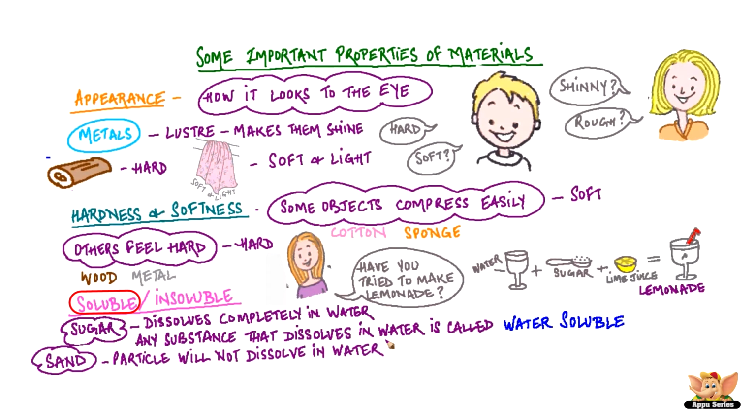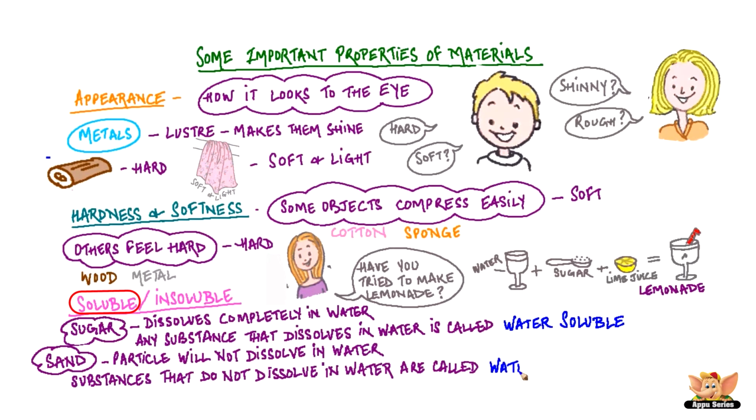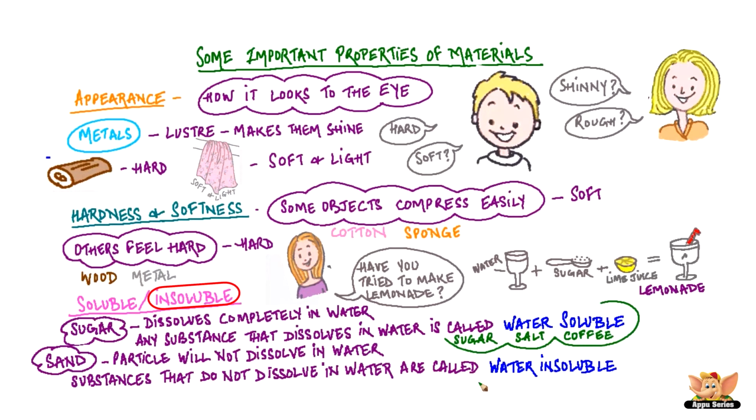Try mixing sand with water. No amount of stirring will dissolve it. The particles will not dissolve in water. Substances that do not dissolve in water are called water insoluble. Sugar, salt, coffee are examples of water-soluble substances. Sand, chalk powder, pepper are some examples of water-insoluble substances. Light insoluble substances will float on the surface of water, while the heavier ones like sand sink at the bottom.